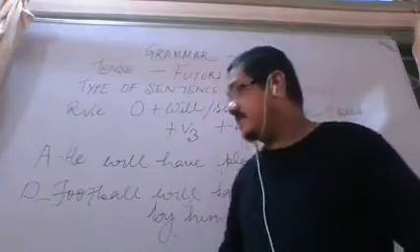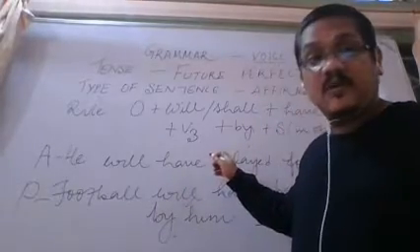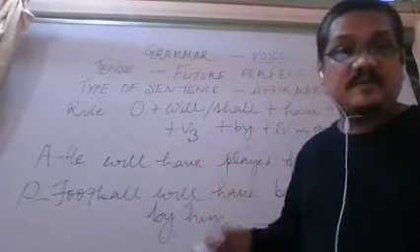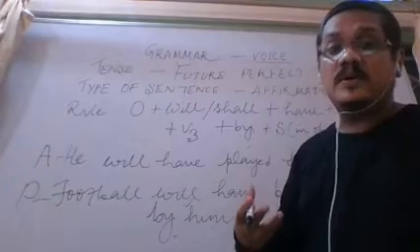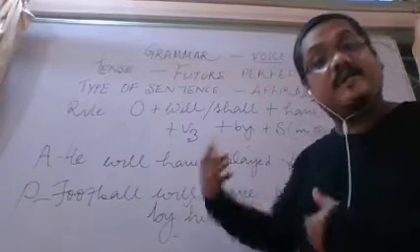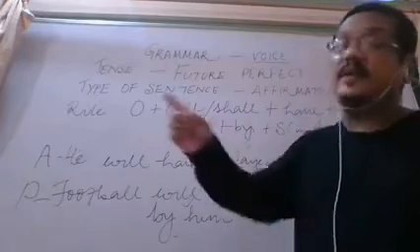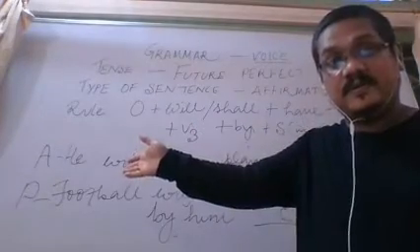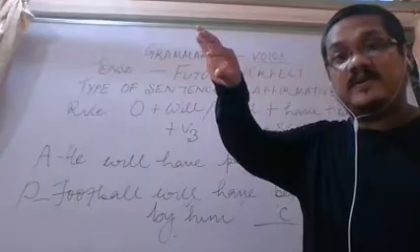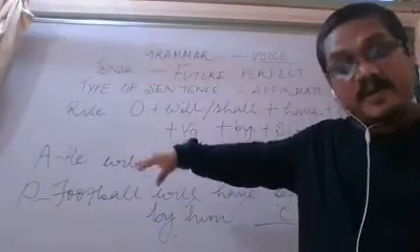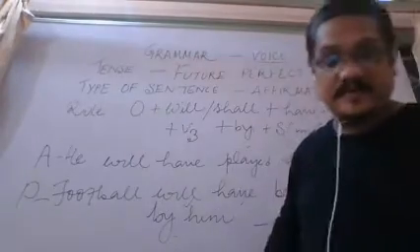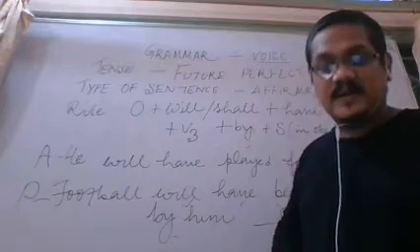The condition is that when we talk about perfect tense, we always talk about an action that has already taken place. In the future tense, what is it? It will have taken place. That means the action will have been completed before something. Okay, that is why it is perfect.